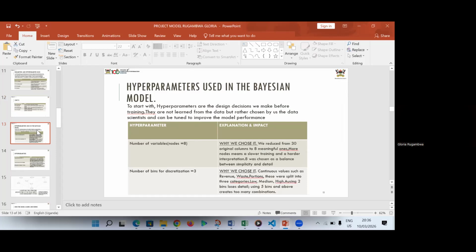So from using the Bayesian model, the hyperparameters were able to come up with the number of the variables, and were able to reduce from the 30 original columns within our data set and obtained 8 meaningful ones. We had the number of the bins, which is continuous values such as revenue, waste, portions. These were split into 3 categories, which is low, medium, high.